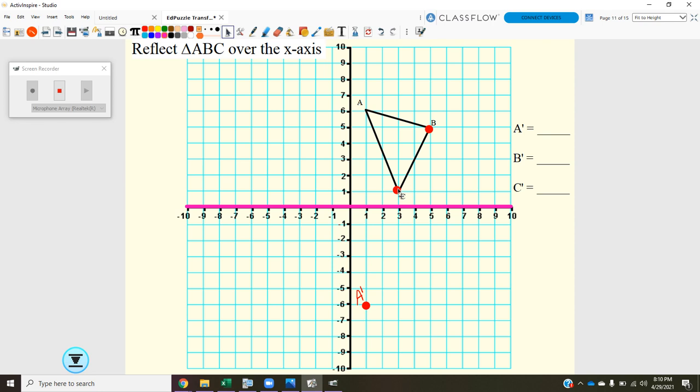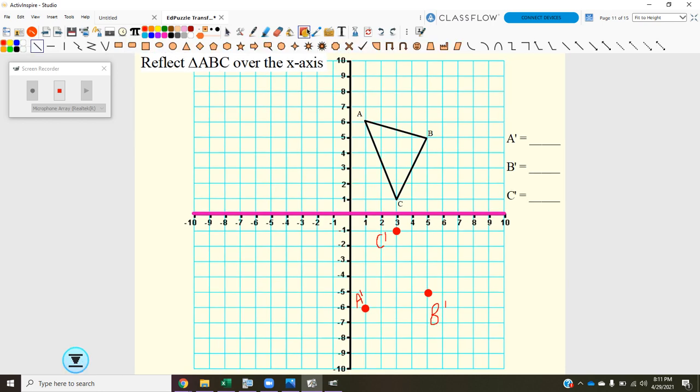C is an easy one. It's only 1 square. 1, 1. So I'm going to label that C prime. B, 1, 2, 3, 4, 5. 1, 2, 3, 4, 5. Connect the dots, and I have my new shape.